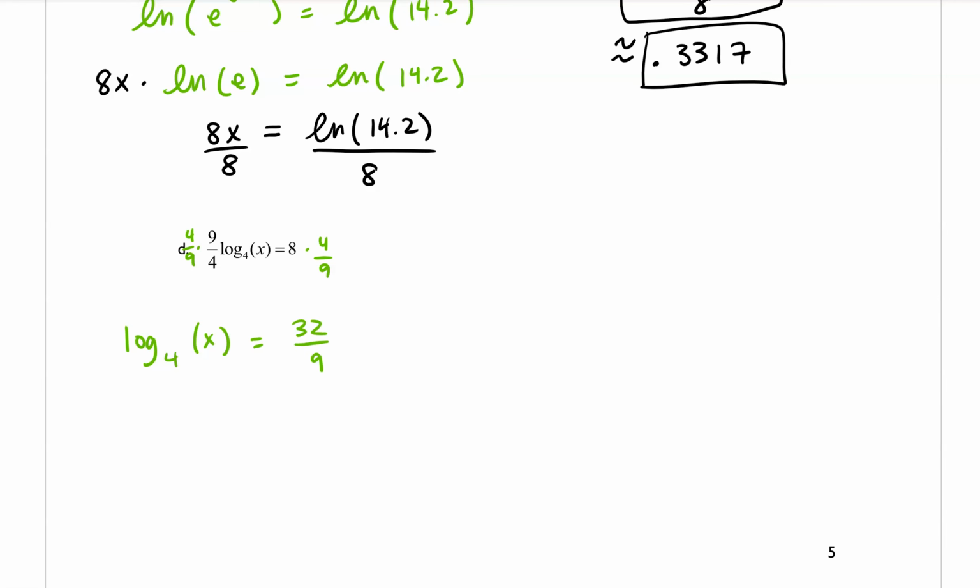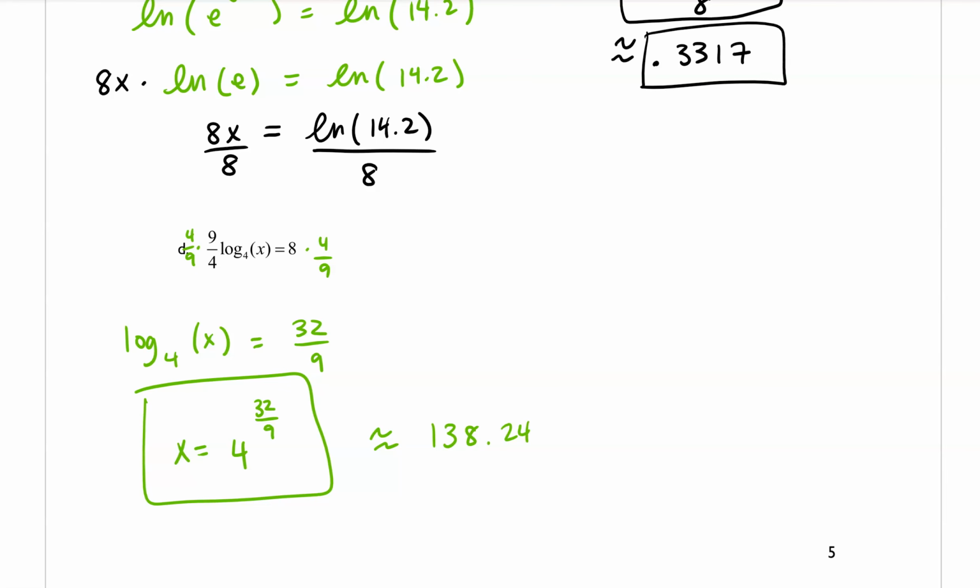32 over 9. And then if we rewrite this in exponential form, we get that x is equal to 4 to the power of 32 over 9. And you could either leave your answer like that, or depending if it wants a decimal approximation, that is equivalent to, so I threw that into my calculator and I got 138.2476.